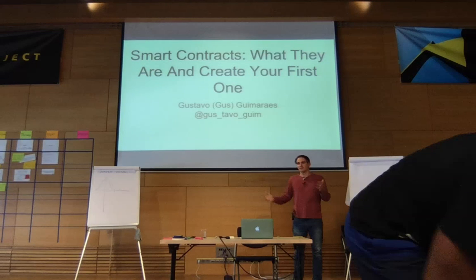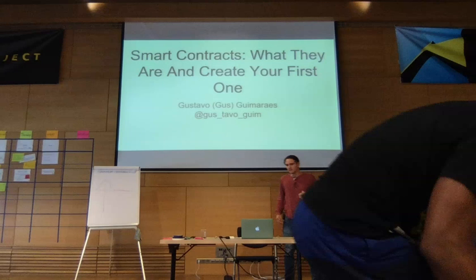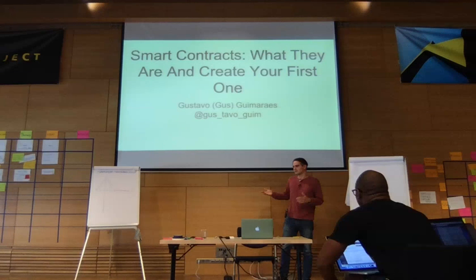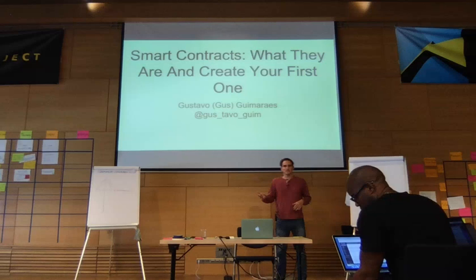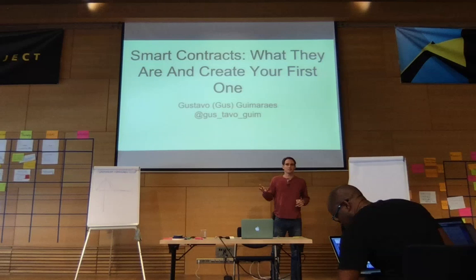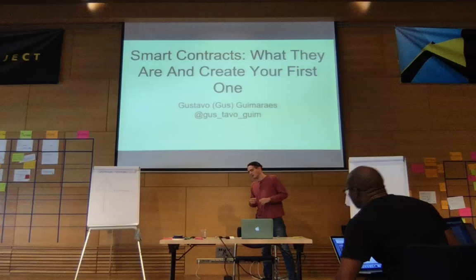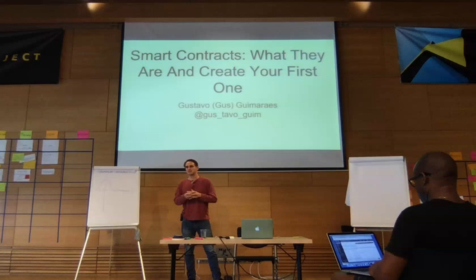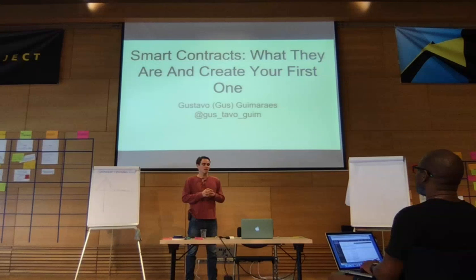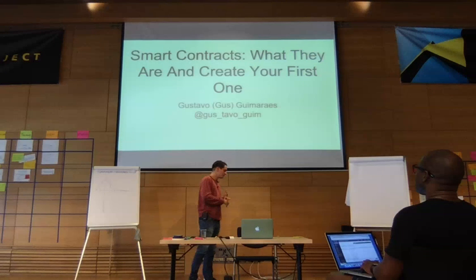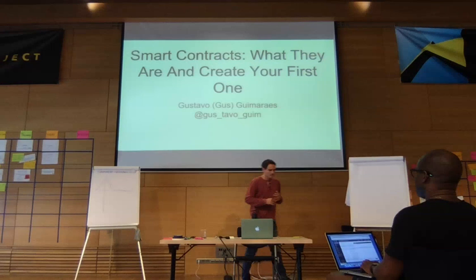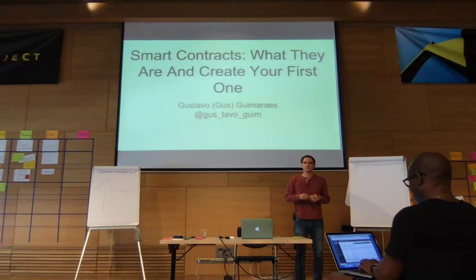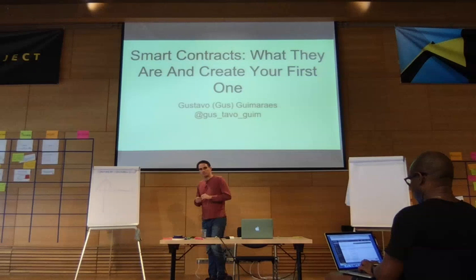First, let me tell you about myself. You might be asking, who is this guy? So I'm Gustavo Guimaraes, commonly known as Gus. I'm a software engineer. I've been working for many years in this field. I've worked with many companies in the education, publishing, scientific research, and other industries. Last year, I started programming for the blockchain.